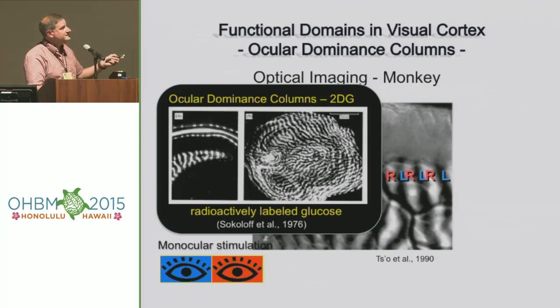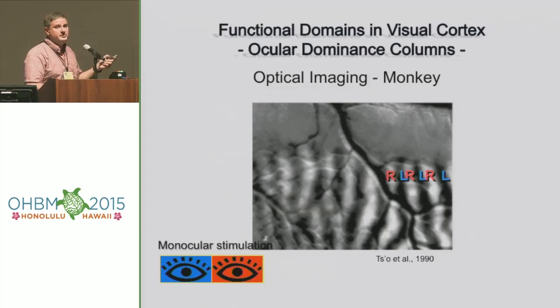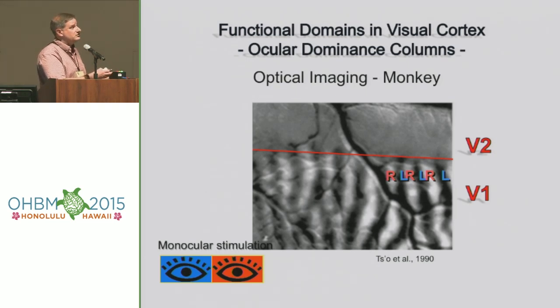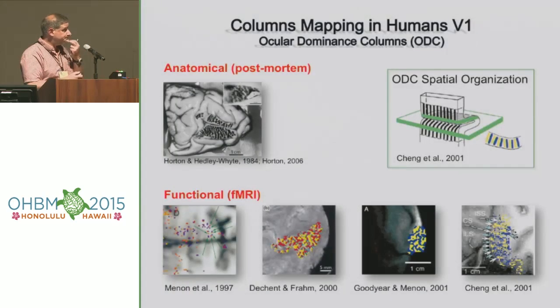But of course, this is a one-shot because you have to sacrifice the animal and do histology afterwards. With hemodynamic-based imaging, you can actually repeat these experiments again and again because you're not changing the brain. Another nice example here is that you can see very nicely the border between V1 and V2 because V2 doesn't have the ODC. So that's another nice example of how we can actually get anatomical information from the functional properties that we're imaging.